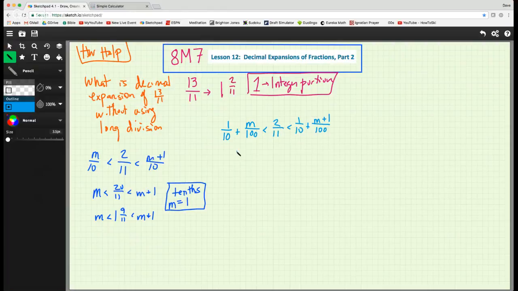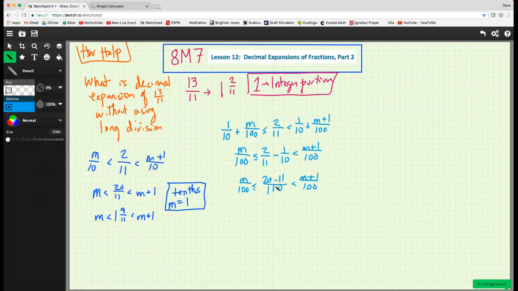Okay, so let's subtract 1/10 from everywhere and get m over 100 is less than 2 elevenths minus 1/10 is less than m plus 1 over 100. We have to do this subtraction, so the common denominator is 110: 20 minus 11. So m over 100 is less than or equal to that, less than or equal to m plus 1 over 100. These should all be equal to. It doesn't really matter in this problem, but in some it will matter.